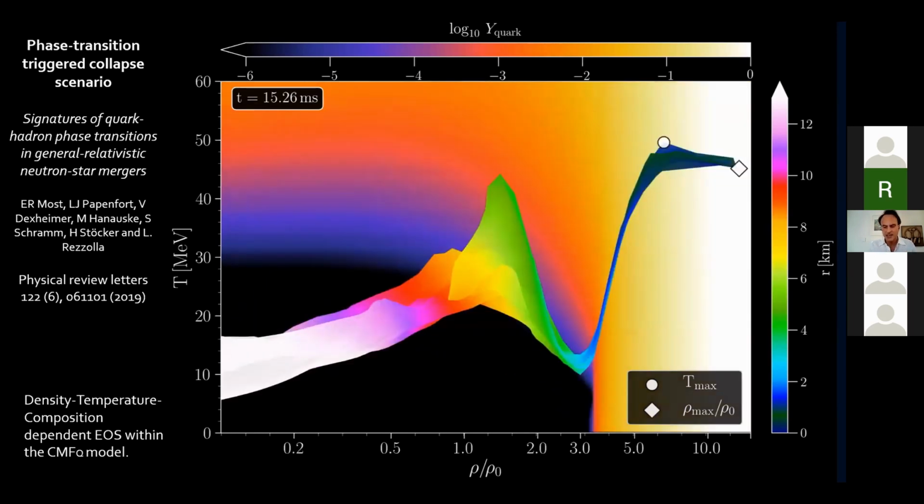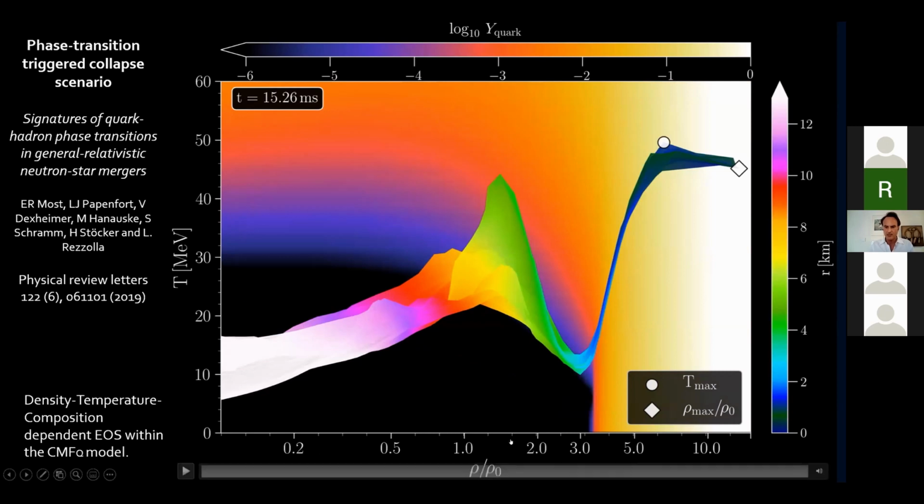And this is the last simulation snapshot that we have before it collapses to a black hole. And here we have logarithmic density now.